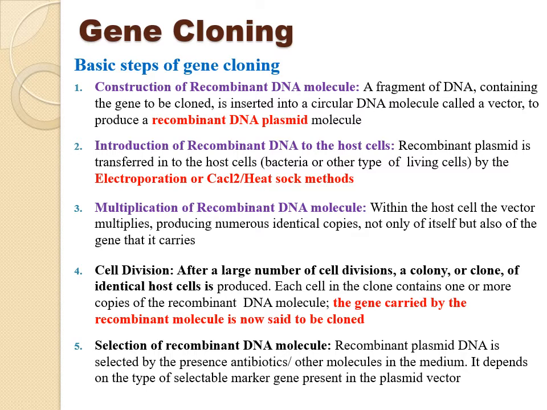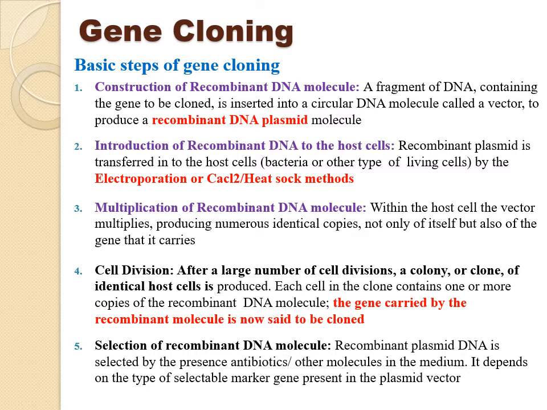Coming to the second point, which is the introduction of recombinant DNA to a host cell. As we got the recombinant DNA from the first step, now we have to introduce this DNA into a host cell, which is a normal bacterium, or any sort of bacterium that occurs in our environment, with the help of 2 processes. As you can see, there are 2 processes highlighted: electroporation and CaCl2 or heat shock methods. I'll be explaining all of the processes in detail in the upcoming slides.